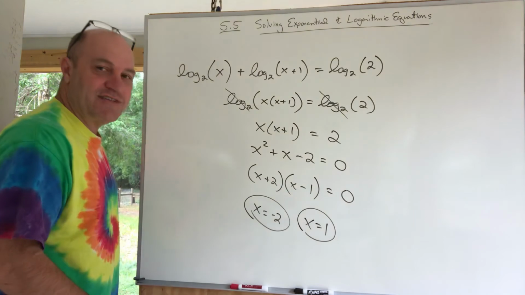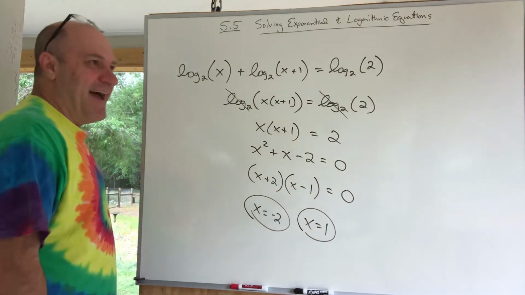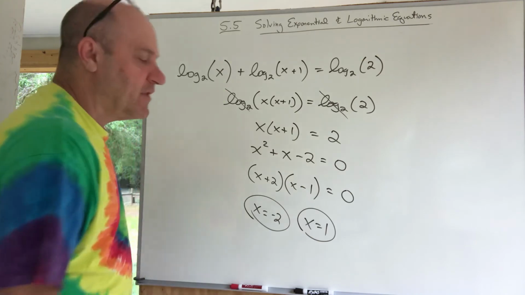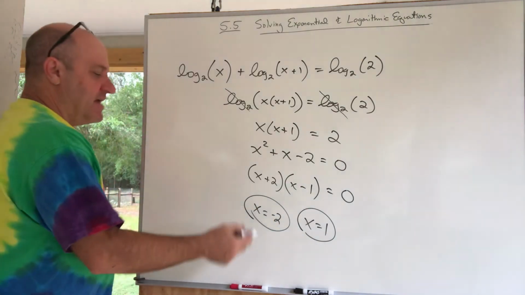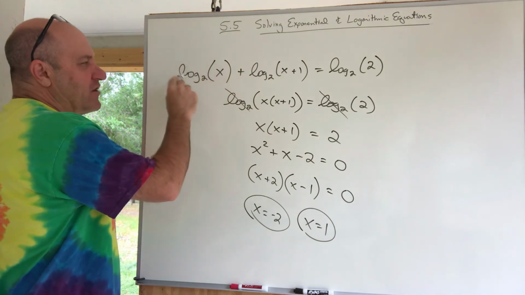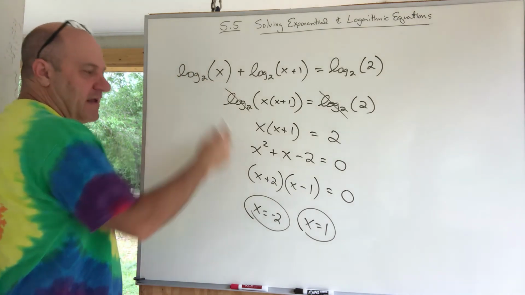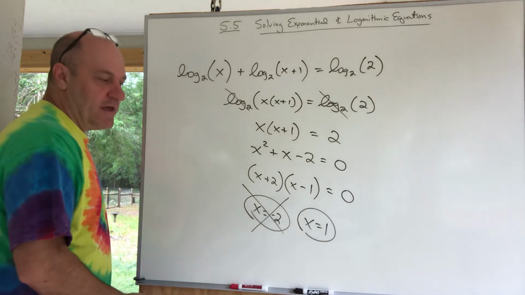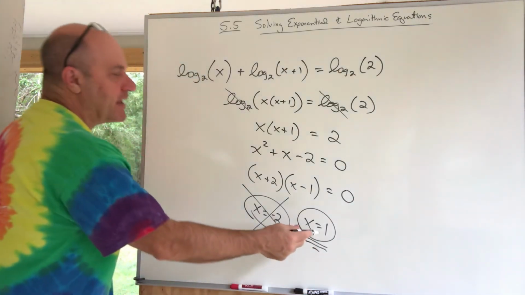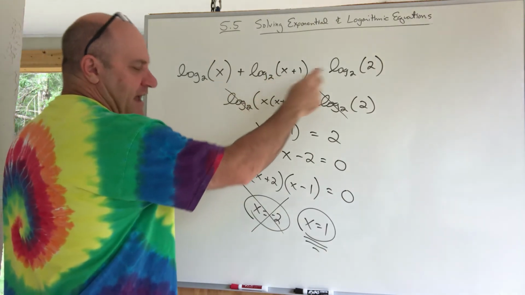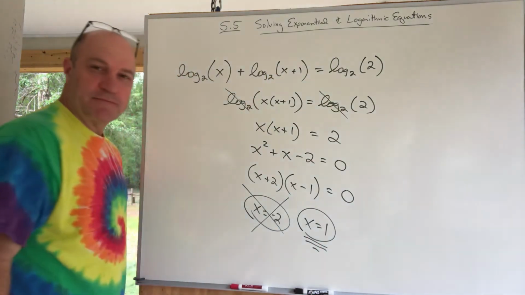I got a couple answers. Now hold on. You're not allowed to take the log of a negative number. So maybe we should check these. If I plug this negative 2 back in here, I'll have the log of a negative number. That's illegal. That answer doesn't work. I have to throw that answer away. So there's really only one answer. Let me check. If I plug in that 1, I can do the log of 1. Yeah, this is fine. This is my answer.